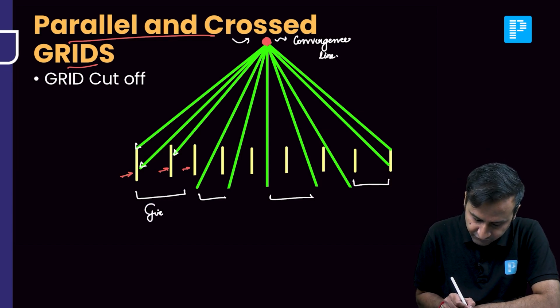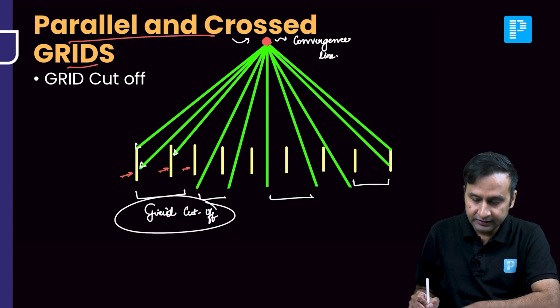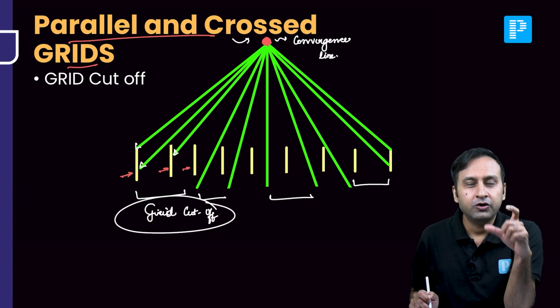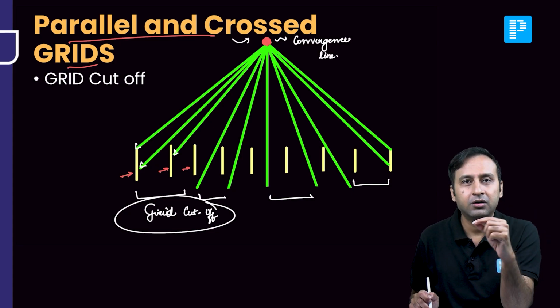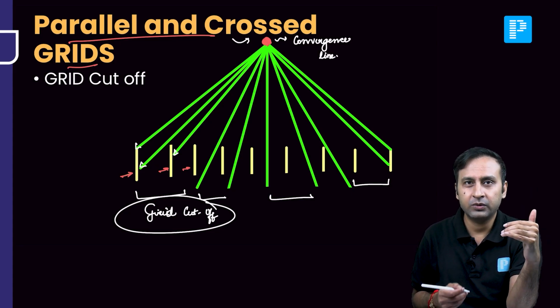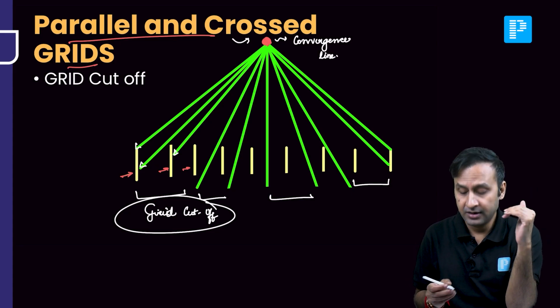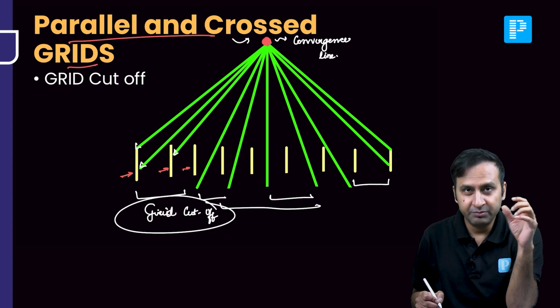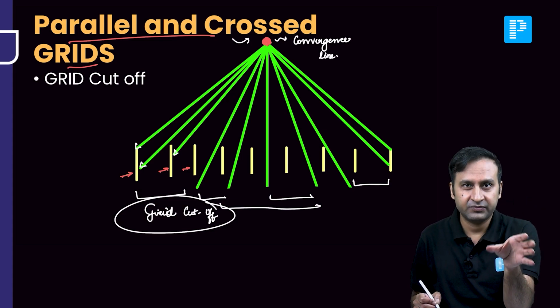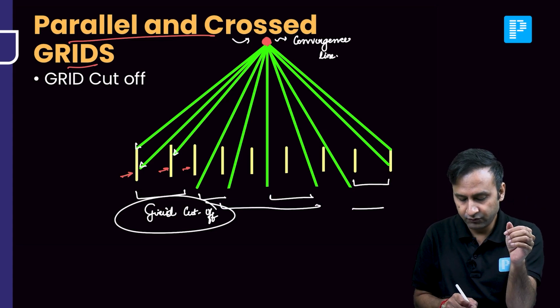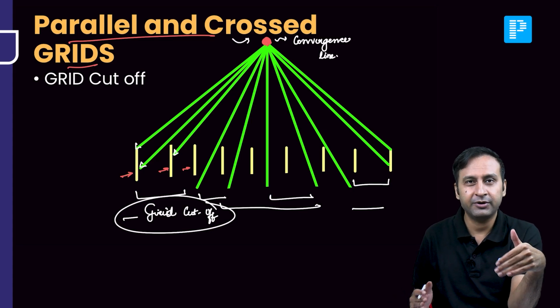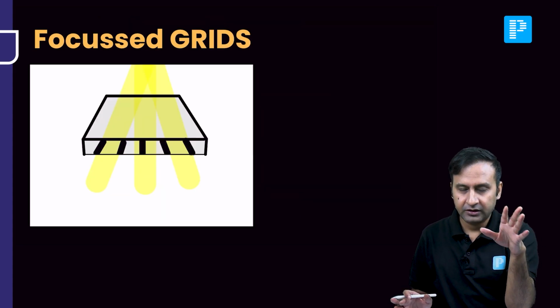This phenomenon is called grid cutoff. And this is a major problem when you're using a parallel grid or a cross grid. So what will happen once we use this type of parallel grid? The central part of the X-ray will definitely be denser, but the periphery would be much lighter as compared to the center because of cutoff.